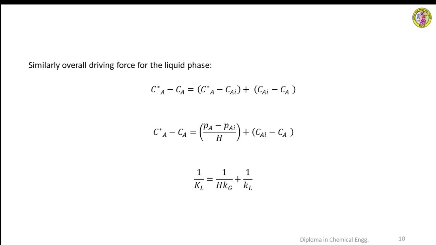The middle term, Pa minus Pai, is Na divided by small kg. So the equation becomes 1 by capital KL equals 1 by H into small kg plus 1 by small kl. This is another relationship between the overall coefficient capital KL and the individual coefficients small kg and small kl. That is how we can obtain the relationship between the overall and the individual mass transfer coefficients.